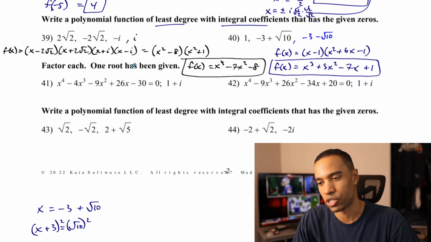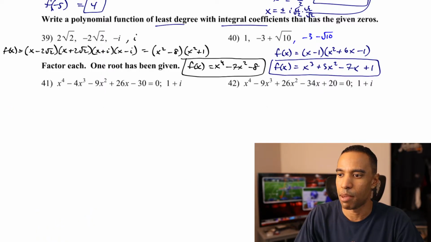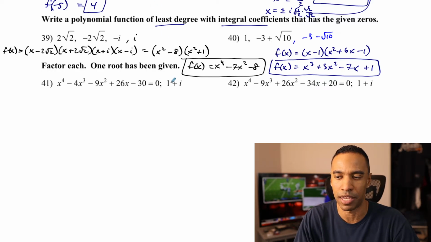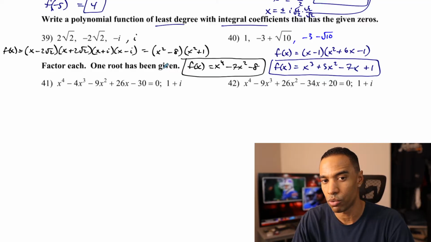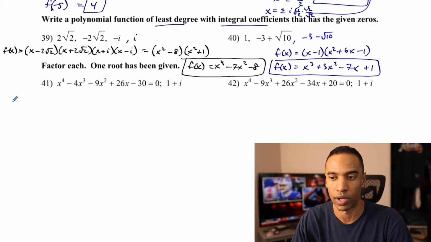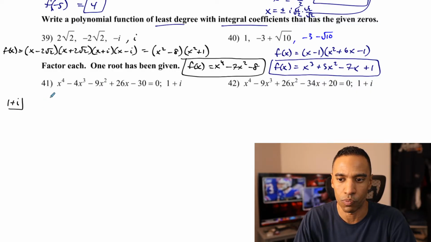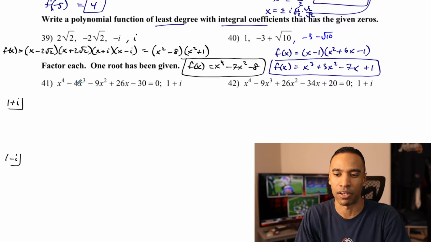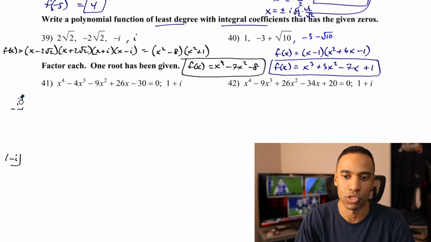All right, factor each. One root has been given. So now this time they have imaginary or complex solutions here with 1 plus i being a root. Now there are two different ways you could do this, and I don't know if I want to do the first one. The first way is using 1 plus i in synthetic division with all these coefficients here, and then you got to use 1 minus i on it later, and you have to remember that these all have i's in it. I would prefer to not do that.